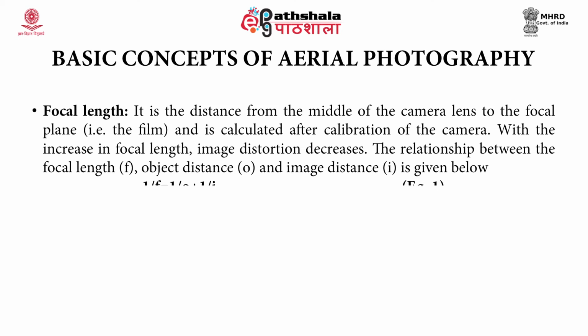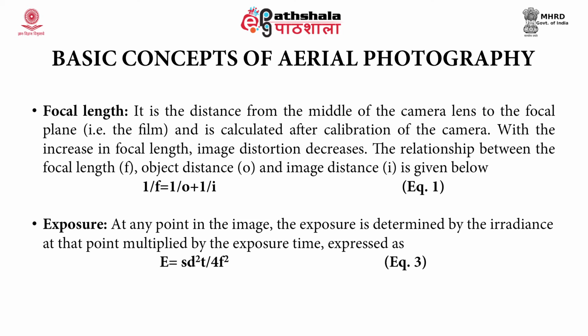The next concept is focal length. Focal length is the distance from the middle of the camera lens to the focal plane, that is the film, and is calculated after calibration of the camera. With the increase in focal length, image distortion decreases. The relationship between the focal length, object distance, and image distance is given in the equation 1/f = 1/o + 1/i. Here o stands for object distance, i stands for image distance, and f stands for focal length.